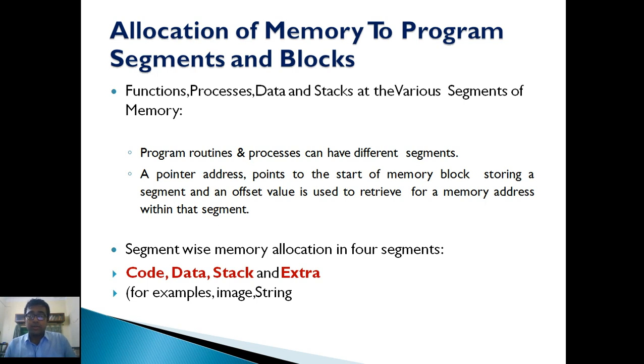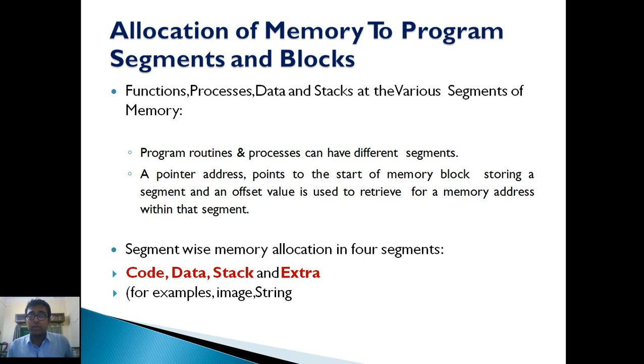A pointer address points to the start of a memory block. Storing a segment and offset value is used to retrieve a memory address within that segment. If we have a segment where data has been stored, the pointer address will always point to the start of the memory block, and an offset value is used to retrieve a memory address within that segment. If we have to retrieve a memory address within that segment, we use that offset value.